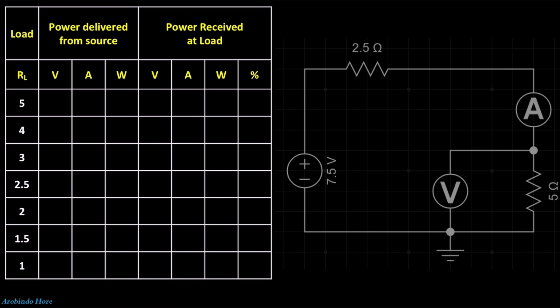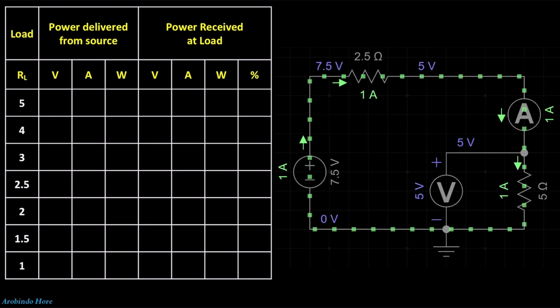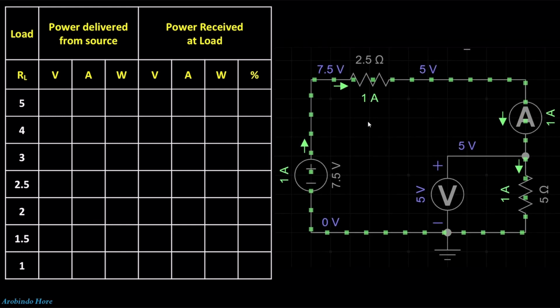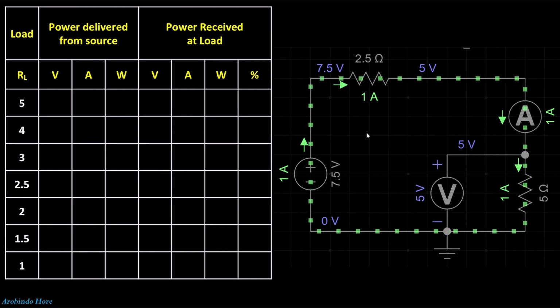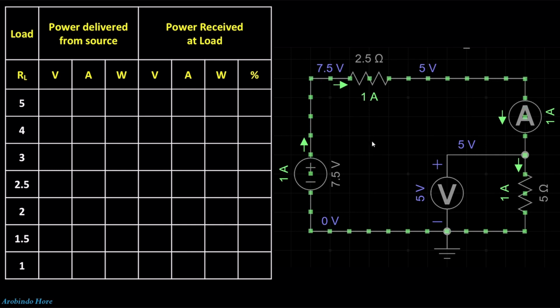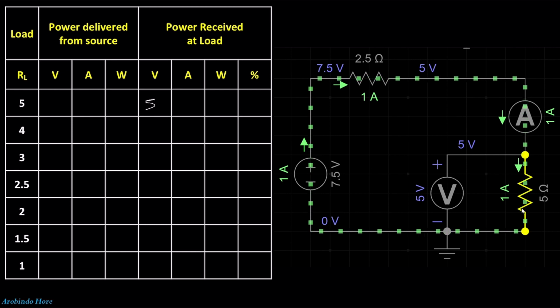If we record the source voltage and the source current, then we will get the power delivered from the source. And if we multiply the load voltage with the load current, then we will get the power received at the load. Here you can see the load resistance is 5 ohm, and for the load resistance 5 ohm, the load voltage is 5 volt. So record this value. Load current is 1 ampere, source voltage is 7.5 volt, and source current is 1 ampere.